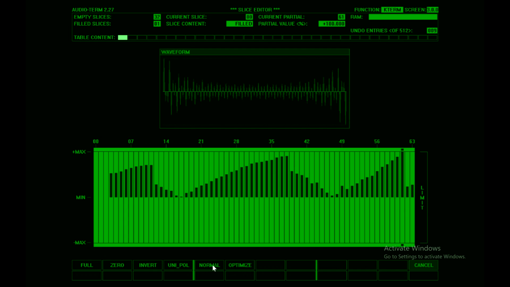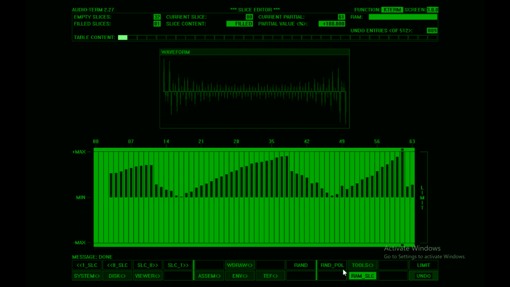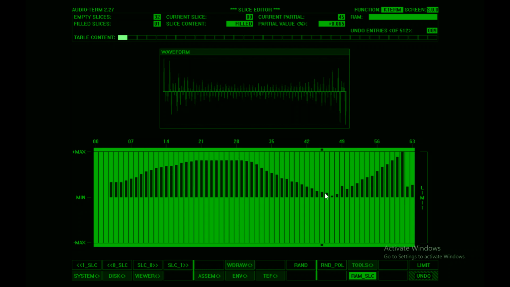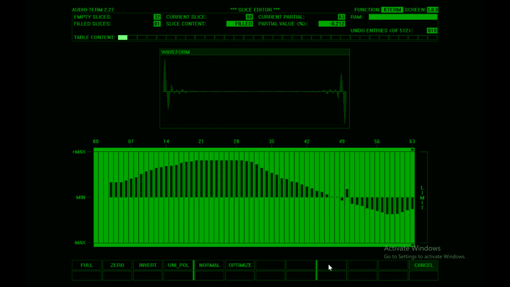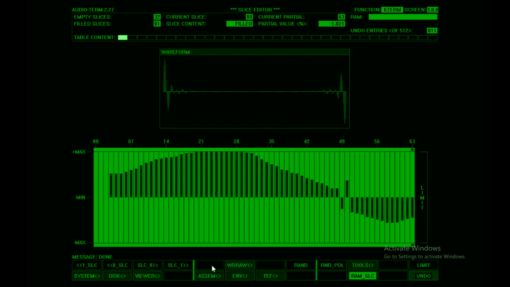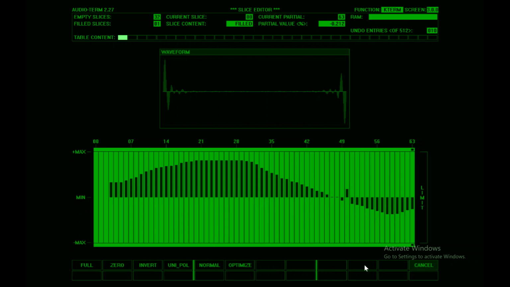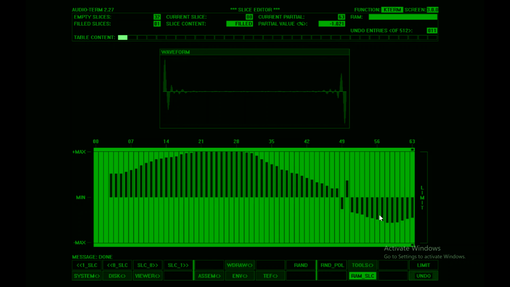Normal is normalize. And I didn't see anything happen there. Okay, it normalized the harmonics. I didn't see anything happen on the waveform. Nope. Okay, I'm not very fluent on that. I've never heard of normalizing harmonics, but there it is. Something to experiment with in the future.